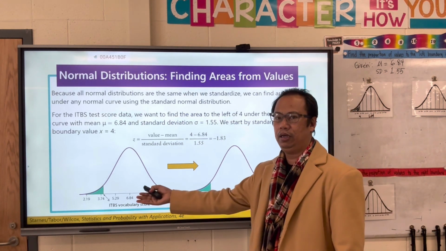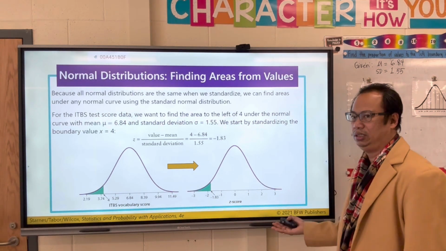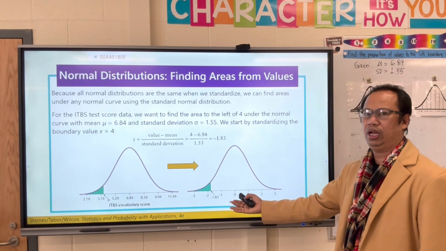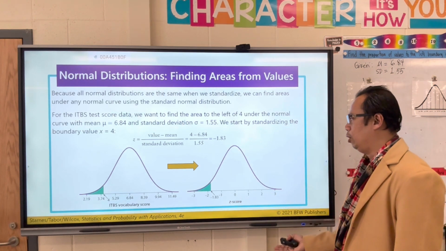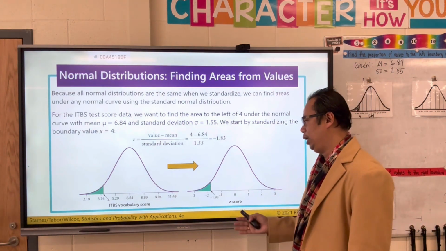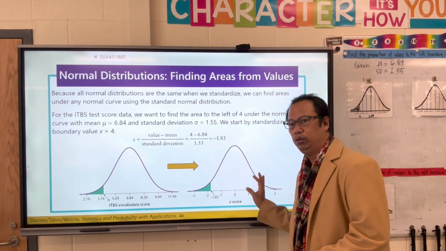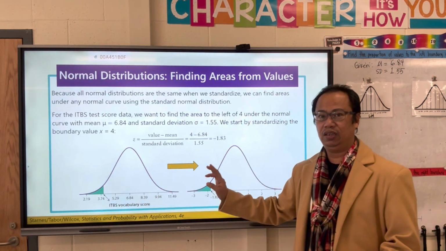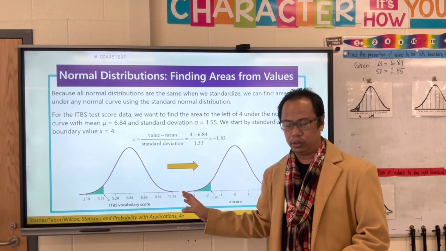As you can see in the figure, they are totally the same. Okay? The only difference there is the number line. So the difference, we can say, is that this one uses the z-score, while on the left side we use the given scores or the raw scores.